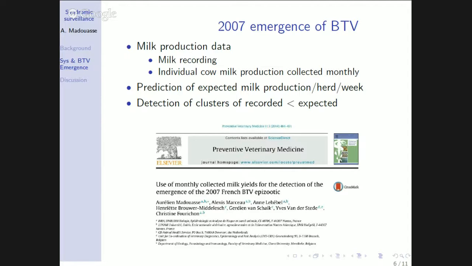So we had statistical models to predict unexpected milk production on a herd per week basis. And what we did, we tried to identify clusters of milk productions that were lower than expected for the detection of this BTD emergence, as if we were in a real-time context. If you're interested, this is published in a newspaper.